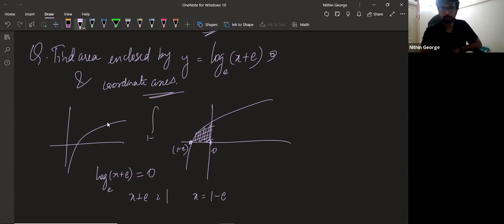So you'll be integrating from 1 minus e to 0, log of x plus e. And then what do you do? Replace x plus e with t, just for namesake. So then what happens? When x is equal to 0, t becomes e. When x is equal to 1 minus e, t becomes 1. And this becomes log t to the base e. Simple.